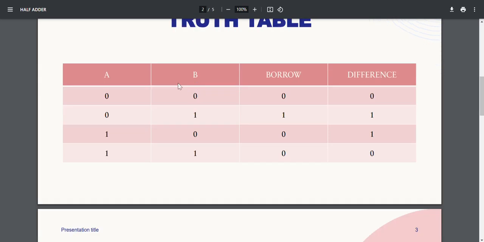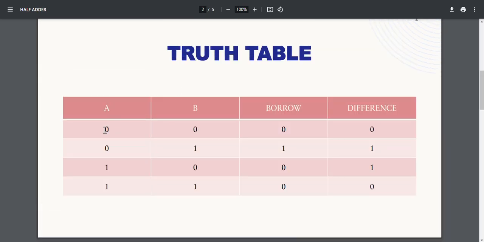So let's see the first input 0 and 0. So when we subtract 0 from 0, the difference is 0 and borrow is also 0. When we subtract 1 from 0, we cannot directly subtract 1 from 0, so we need to borrow one bit from the next bit. So borrow becomes 1 and 10, that is 2 minus 1 becomes 1.